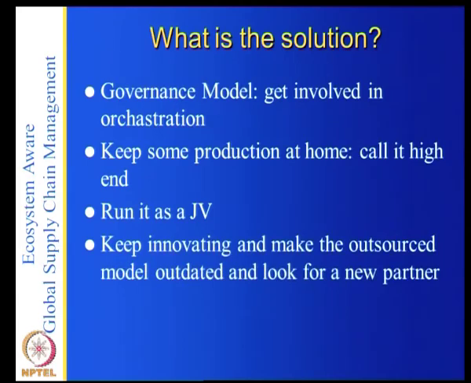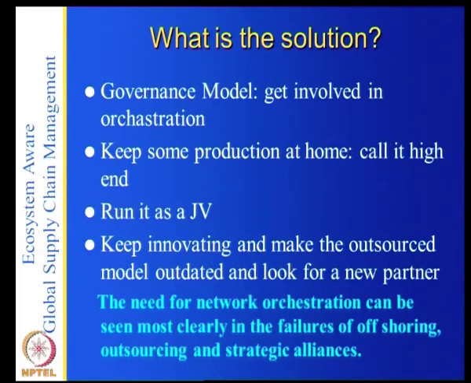Keep innovating and make the outsource model outdated and look for a new partner. So it's not the strong ties kind of thing. You keep innovating and make the outsource model outdated, and that means your partner, whoever is doing things for you, is outdated, but you are looking now for a new partner. The need for network orchestration can be seen most clearly in the failures of offshoring, outsourcing, and strategic alliances.